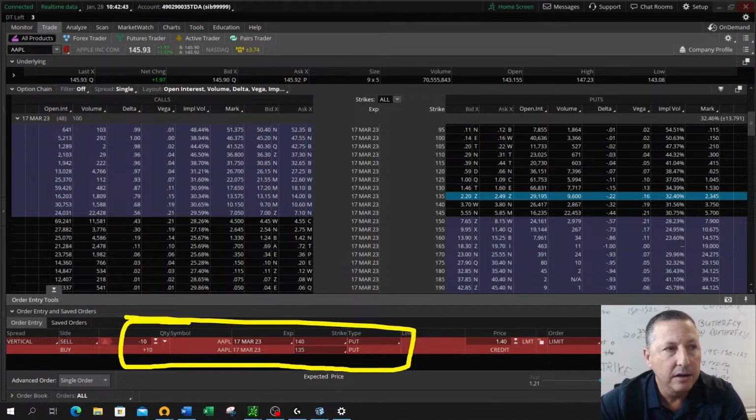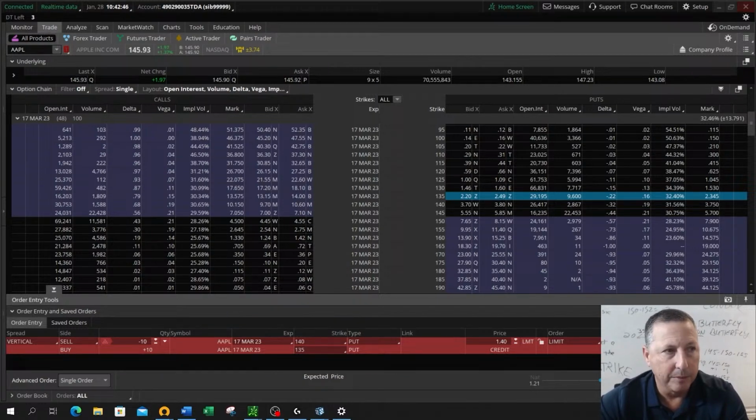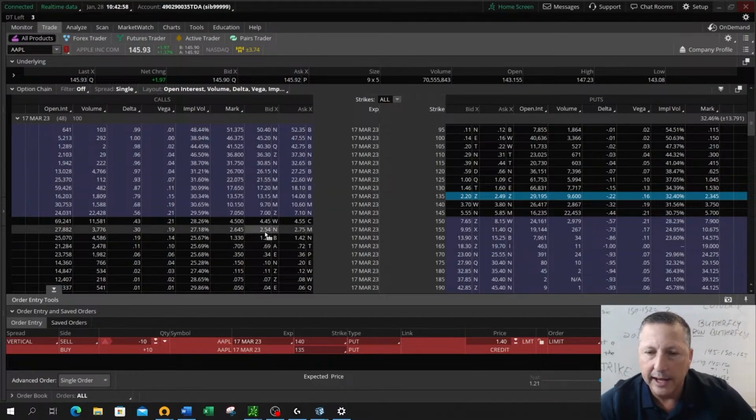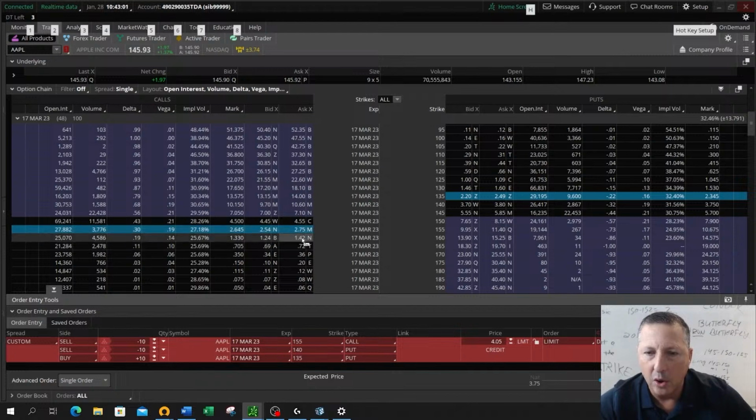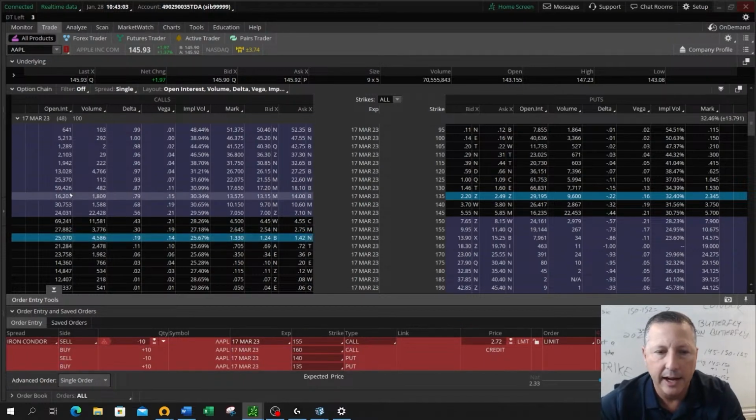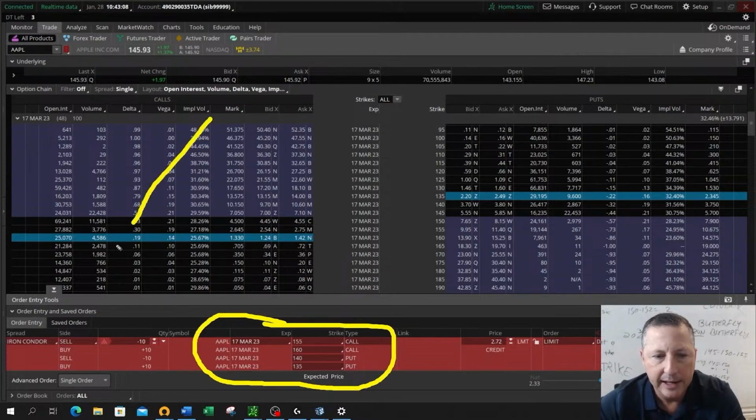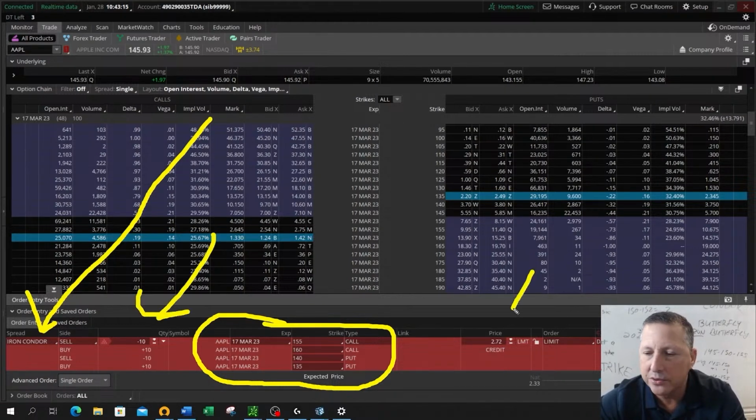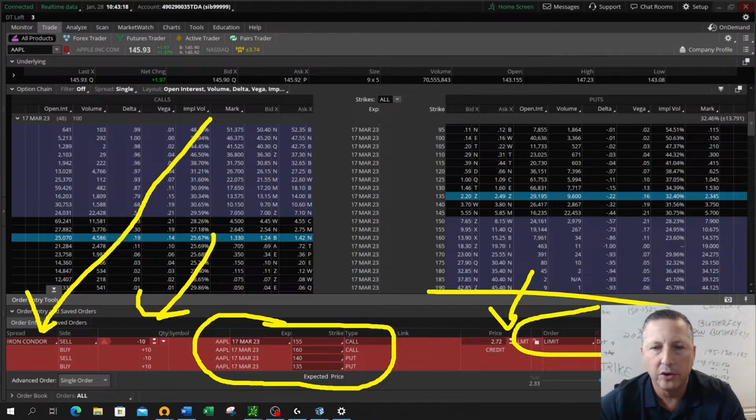Now I have to add in the call side. So what I'm going to do is scroll down to the strikes that I want. And let's say I want to sell the 155, 160 call spread in addition. Hold down that control key, click on the bid of the 155, the offer of the 160, and boom. All 4 now listed. It lists this as an iron condor. As with the other orders, make sure your quantity is right, pricing, all the other good stuff that comes with it.